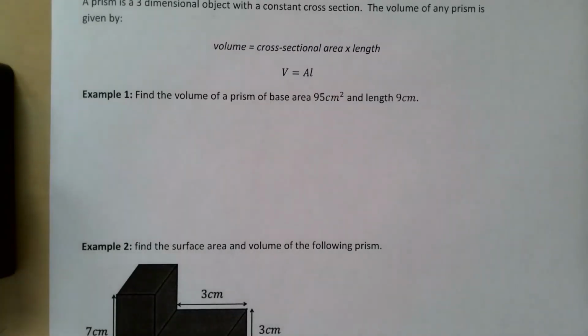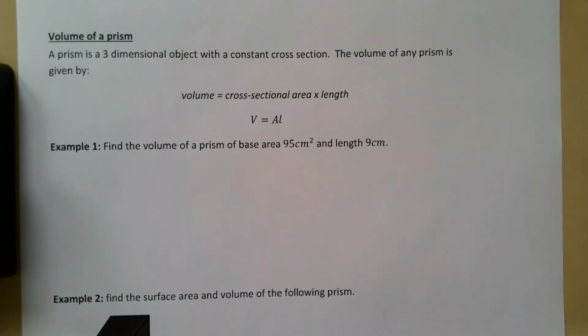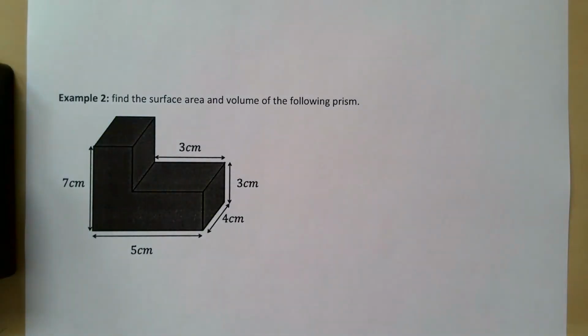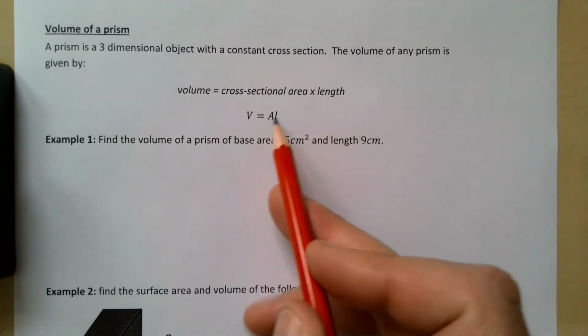On the final wee bit then, volume of a prism. So a prism in maths is a shape with a constant cross section. You can cut it in slices, and the slices are the same all the way through. The volume of any prism is given by cross-sectional area times by length.